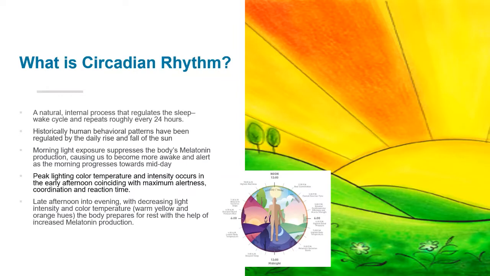Here's another important question. What is circadian rhythm? A natural internal process that regulates the sleep-wake cycle and repeats roughly every 24 hours. Since the days of the caveman, sunlight has told the brain when to wake, when to stay alert, and when to wind down and when to go to sleep. Rather than reading the remaining bullet points on this slide, here's a fun video that helps illustrate the circadian rhythm concept.